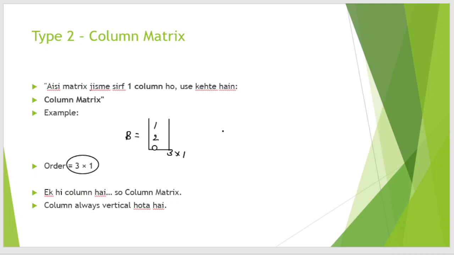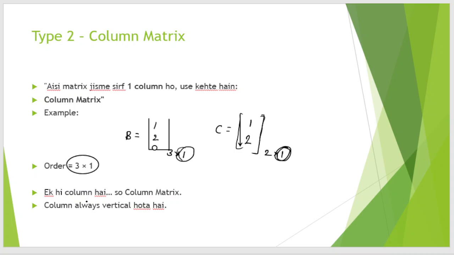Okay, I can write any other matrix. Suppose C is a matrix, right? And suppose only one column is there and I am going to write 2 or 3 elements. 2 elements, suppose 1 and 2. Okay, this is also a column matrix. There are 2 rows and only one column. So this is important. It indicates a column, only one column, right?